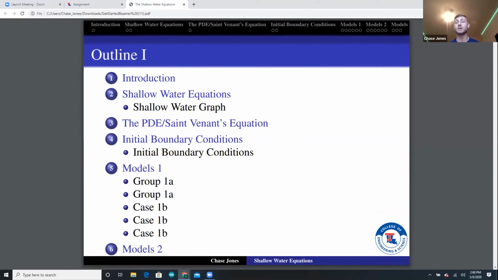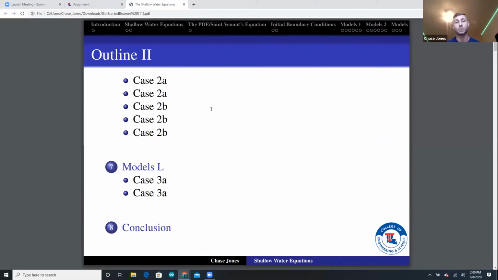So today we're going to introduce what the shallow water equations are. I'm going to give both algebraic and physical representations of what these equations look like. I'm going to show you the PDE that I focused on, called the Saint-Venant equation. I'm going to show you two initial boundary conditions, and then show you the several different groups and cases that I considered, ranging from cases 1A to 3A as well.